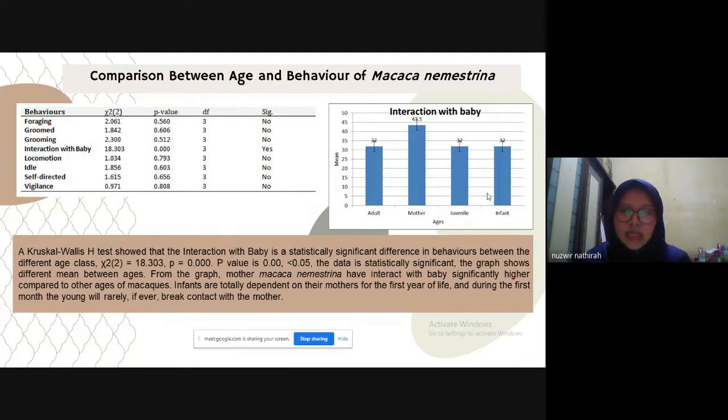So the data is statistically significant, and the graph shows different means between the ages. From the graph, mother Macaca nemestrina interact with the baby significantly more compared to the other age classes of the macaque. Infants are totally dependent on their mother for the first year of life, and during the first month, the young will rarely, if ever, break contact with the mother.